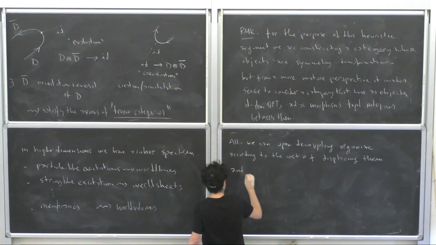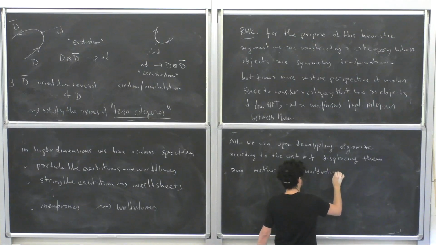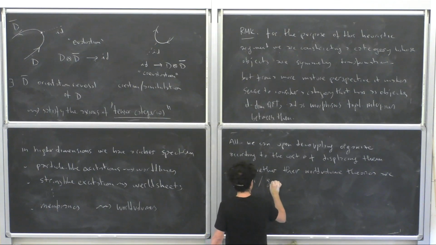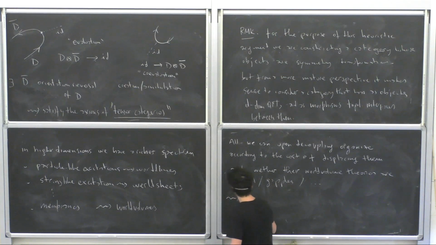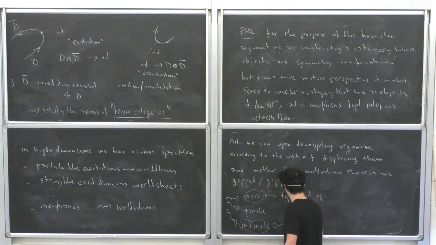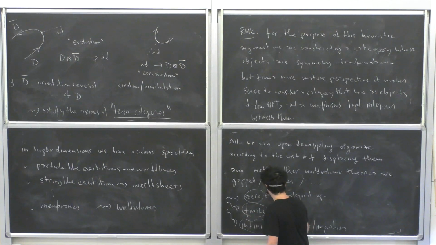And whether their world volume theories are gapped or gapless. So again, if the cost of displacing them is zero, finite, or infinite, we will end up with some topological operators and with some defects or impurities. And we will also end up with some excitations.